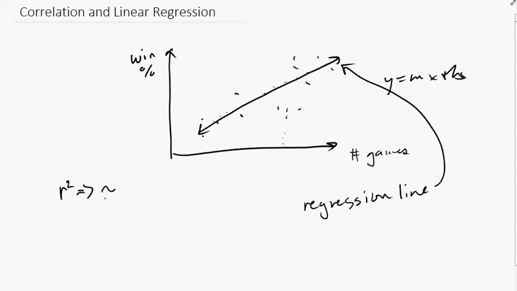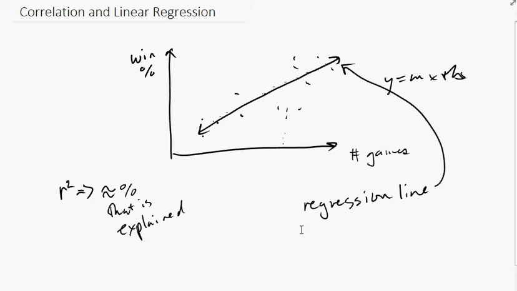This is approximately, so I'm going to use the approximately sign here, approximately the percentage that is explained. So I'm kind of glossing over a lot of details here, but if you get an r squared of like 0.10, you know that the win percentage is explained or related to the number of games a person played about 10%. That's not very good. If it's 0.9, you know that 90% of the change in win percentage is explained by games or vice versa.